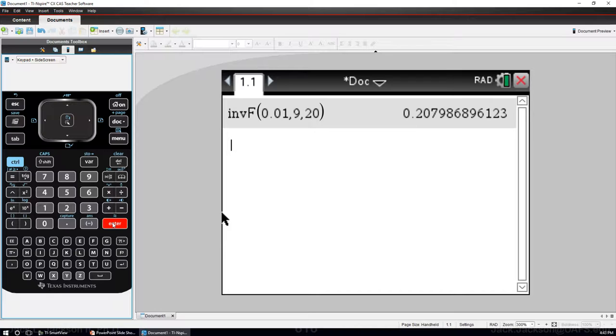So the inverse F and inverse T and inverse norm and the inverse chi-square, they all basically work the same. The first thing you have to do is put in the probability to the left. Next, you have to put in the identifying characteristics to know which one you're talking about. In the case of an inverse F, that's the degrees of freedom numerator and degrees of freedom denominator.